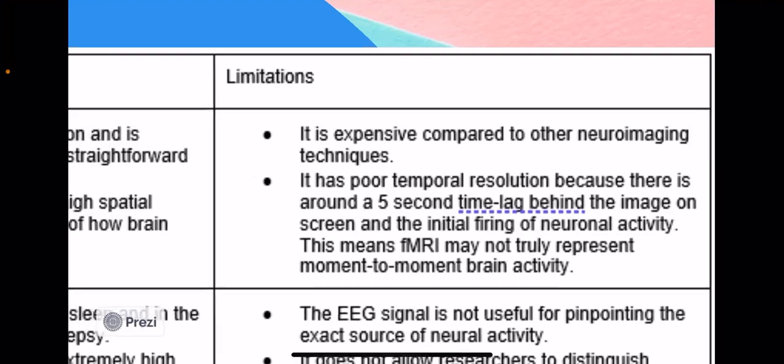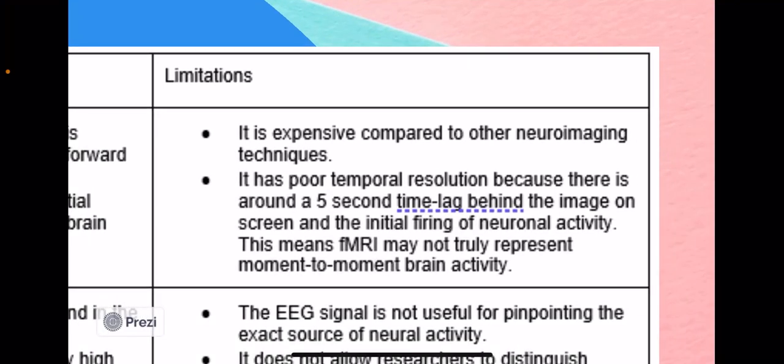Limitations of fMRI. It is expensive compared to other neuroimaging techniques. It has poor temporal resolution because there is around a 5-second time lag behind the image on screen and the initial firing of neuronal activity. This means fMRI may not truly represent moment-to-moment brain activity.